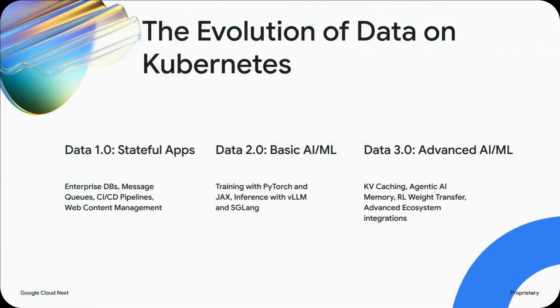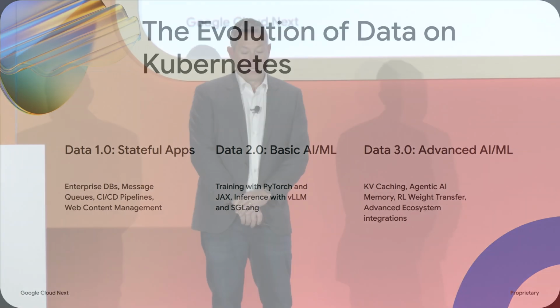And now with data 3.0, we see even greater scale as context windows and input-output prompt lengths grow to tens and hundreds of thousands, approaching 1 million tokens, or with agentic sessions that are lasting for hours or even days. Post-training activities like reinforcement learning are becoming more prevalent to improve the accuracy of models based on agentic reward function loops, and require high-speed weight transfers between the trainers and the samplers. We'll talk about each of these today.